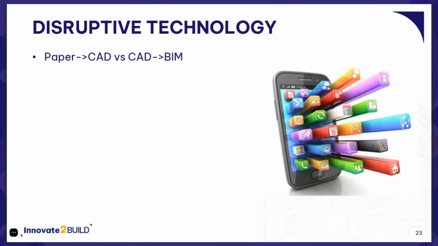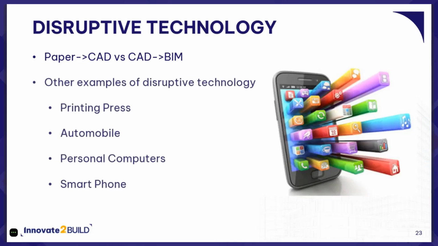So much more disruptive than, say, the old paper to CAD transition. Other examples of disruptive technology that pretty much everybody's familiar with, again, the smartphone, of course, but also think back to the printing press. The printing press was a revolutionary event and a revolutionary invention, and it was very disruptive. Now you didn't have just the kind of literally the high priesthood that knew how to read and write. That expanded knowledge out to the masses.